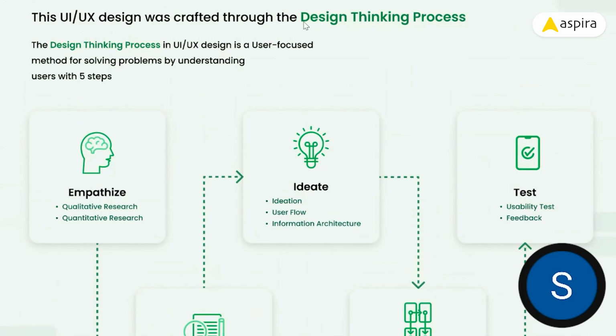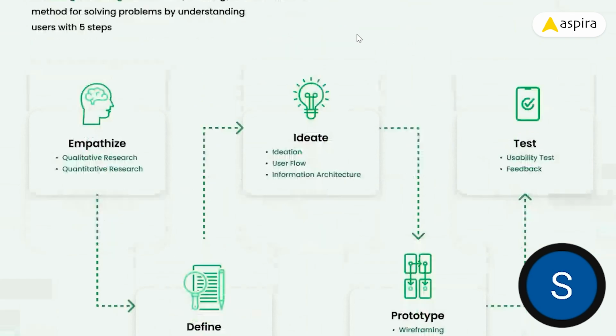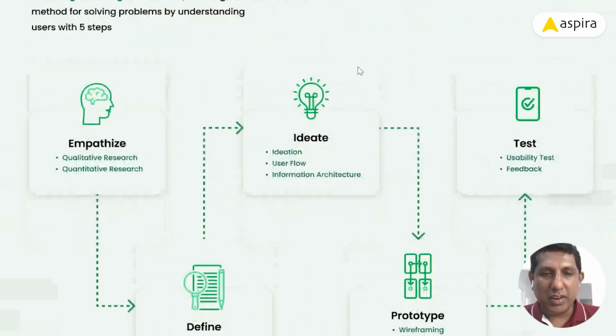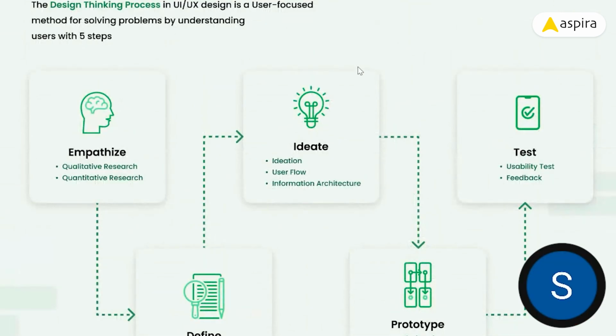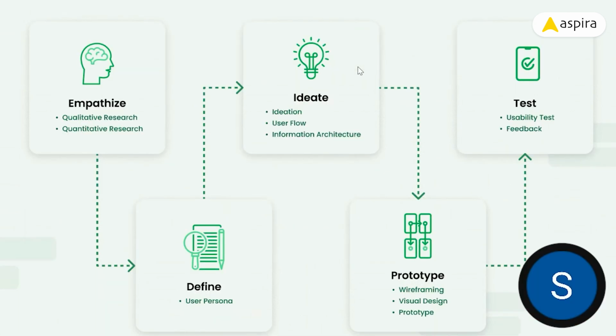So this design process basically involves six major steps, involving discover, which I'll add in later, sir, which involves empathize, define, ideate, prototype, and test.